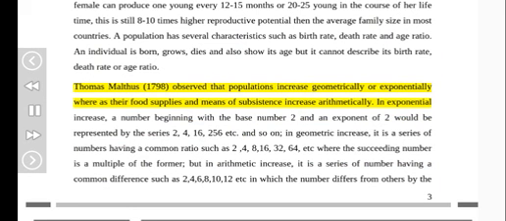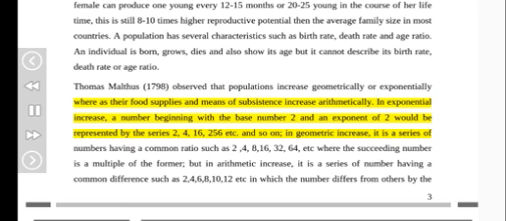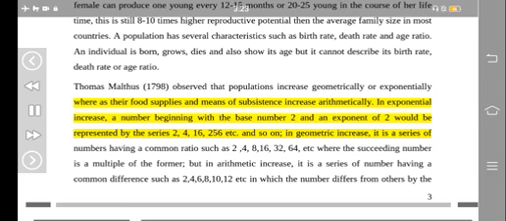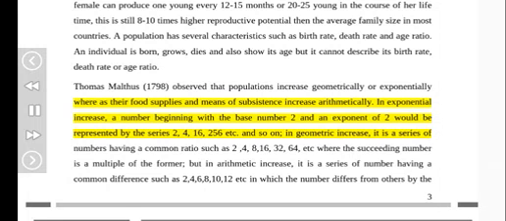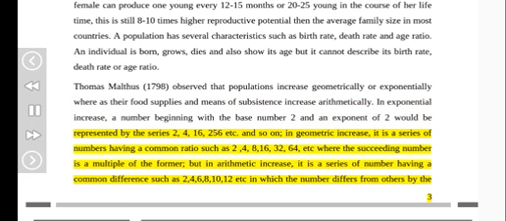subsistence increase arithmetically. In exponential increase, a number beginning with the base number 2 and an exponent of 2 would be represented by the series 2, 4, 16, 256, and so on. In geometric increase, it is a series of numbers having a common ratio such as 2, 4, 8, 16, 32, 64, etc., where the succeeding number is a multiple of the former.